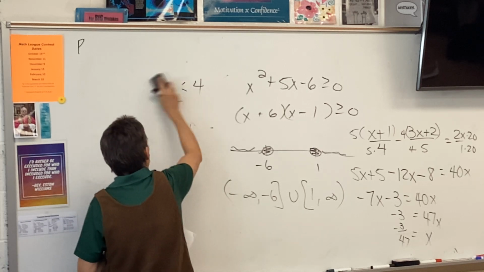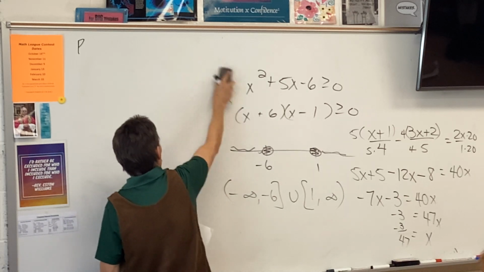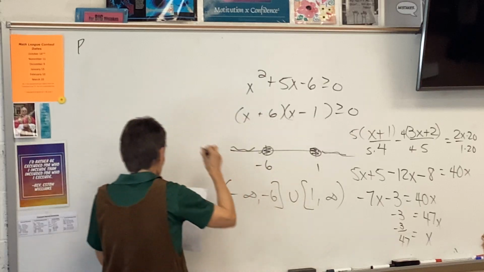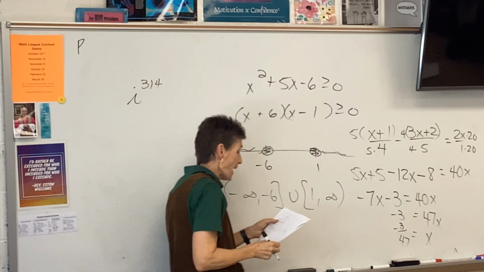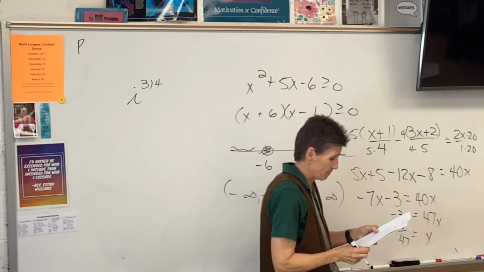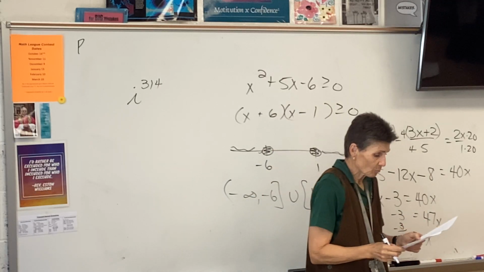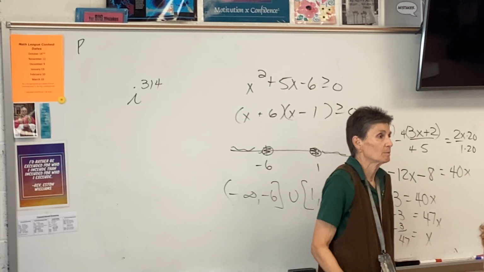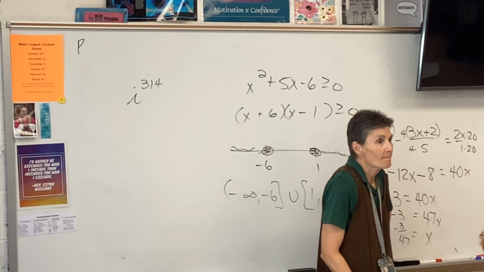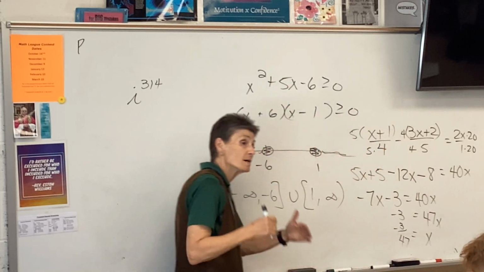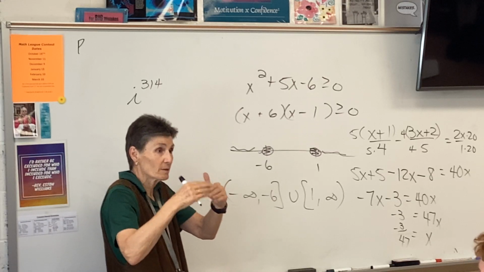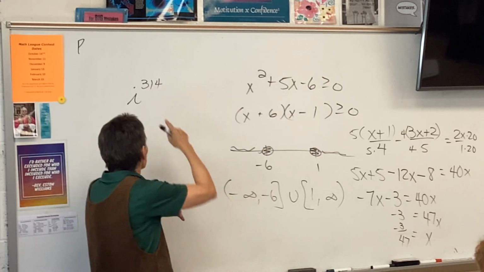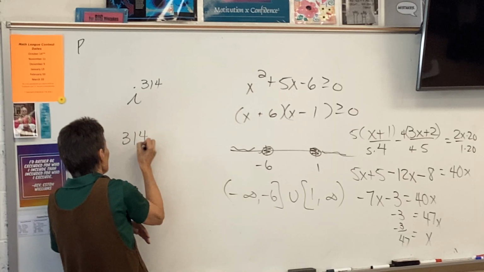Number 6, a problem that will never happen in the real world, but we always do it in math class. i to the 314th power. How do you simplify that? Divide by 4, because the powers of i are cyclical with a cycle of 4, we're just going to divide that by 4.